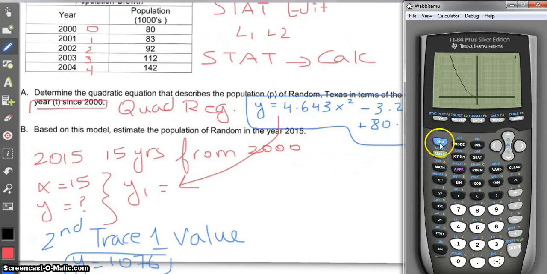And then you go here, you do second trace. You do second trace 1, you press enter, you enter the number, press enter. So again, it's going to be the same thing, very close, since we rounded to the 3 numbers after the decimal, so it is accurate. So 1,076 people. So that is page number 4.